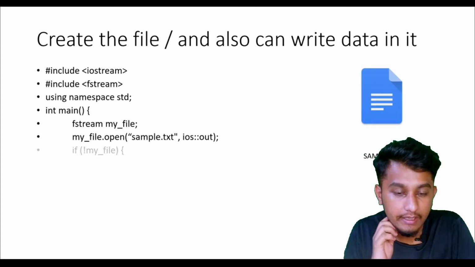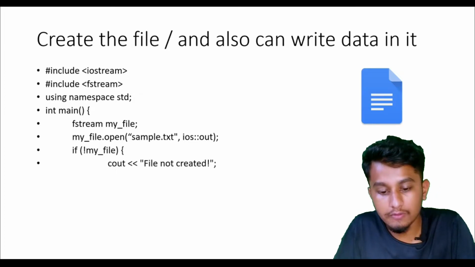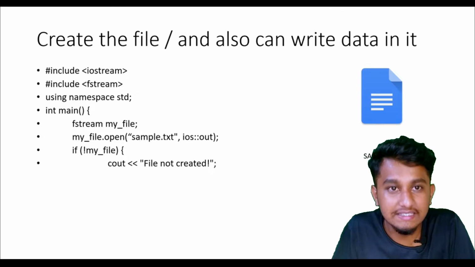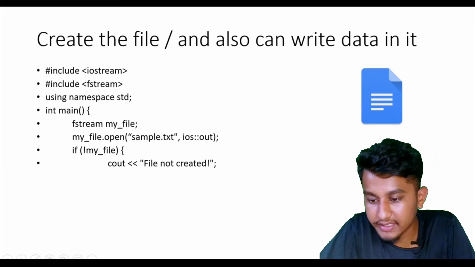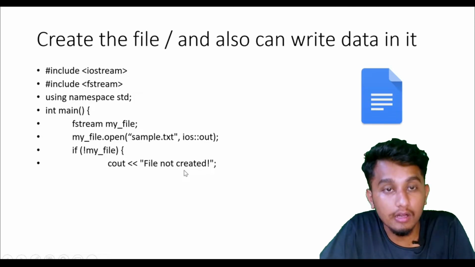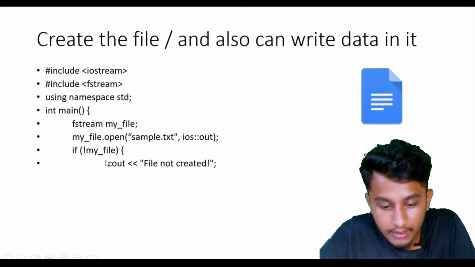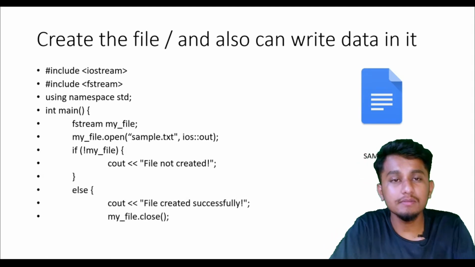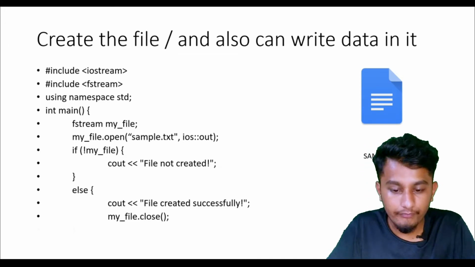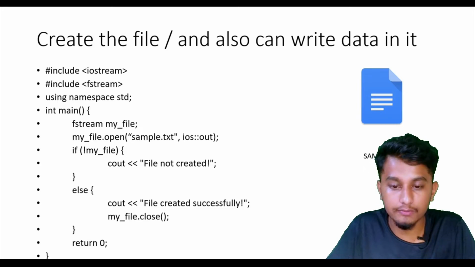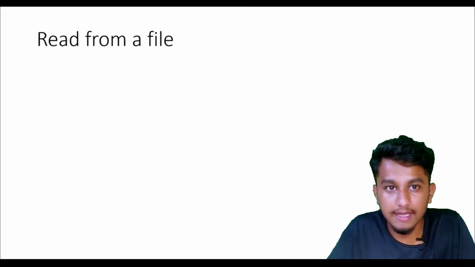After that I am checking the condition. If myfile is not found, then cout file not created, or if that doesn't exist. In the upper line we have already created the sample.txt file and we are checking whether that is created or not. If myfile is not there, then the file is not created, else the file is created. So this is the simple program to create a simple file. After that, return 0 and the program is closed. We will run this program at last as well, so stay tuned.